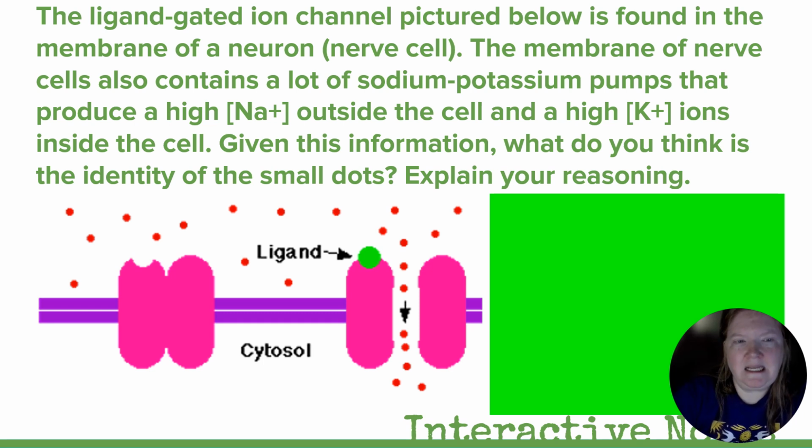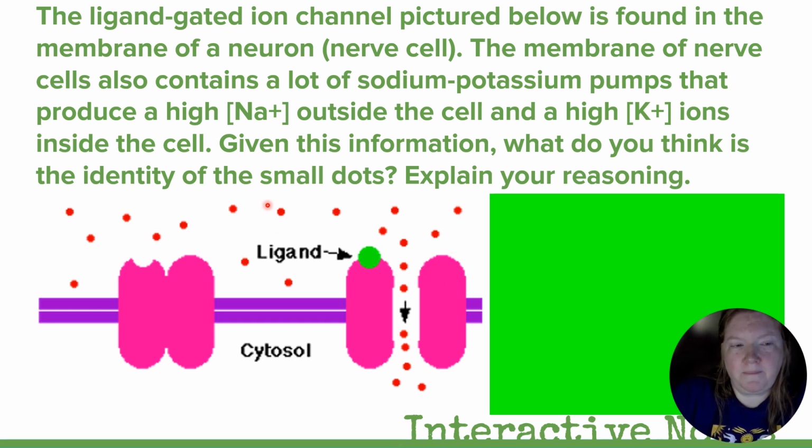The ligand-gated ion channel pictured below is found in the membrane of a neuron or nerve cell. The membrane of nerve cells also contains a lot of sodium-potassium pumps that produce a high Na+ concentration outside the cell and a high K+ concentration of ions inside the cell. Given this information, what do you think is the identity of the small dots? So let's look at it. We have a lot of these dots outside, and then they're moving inside.